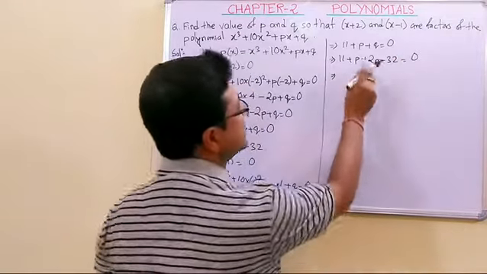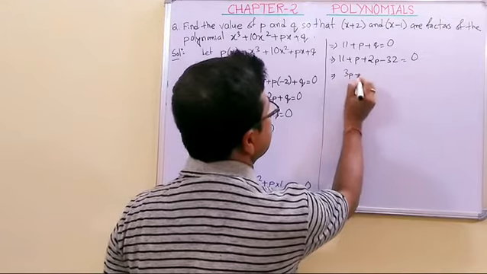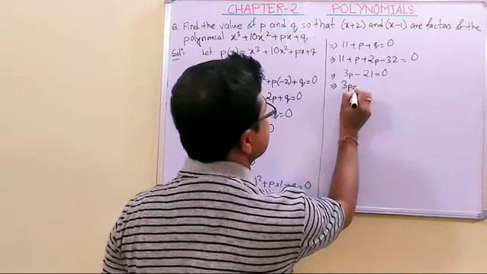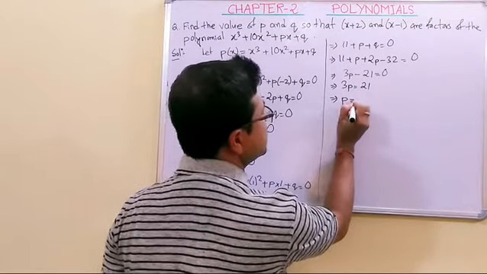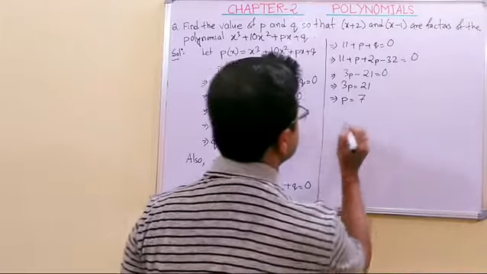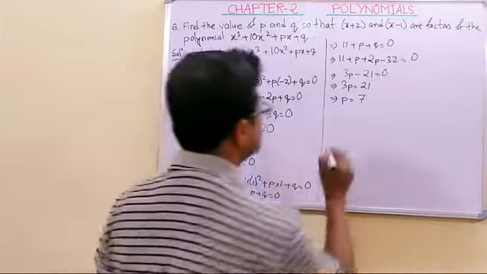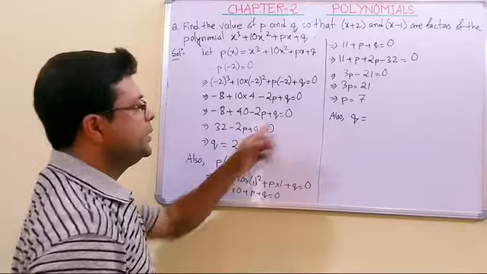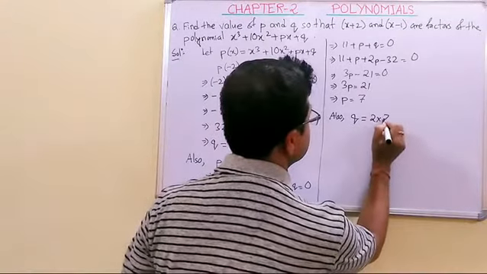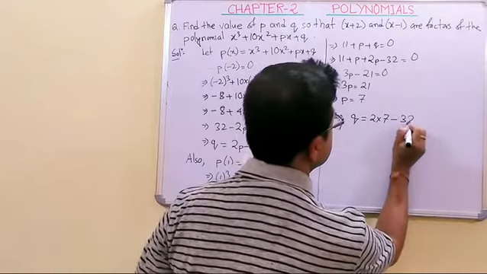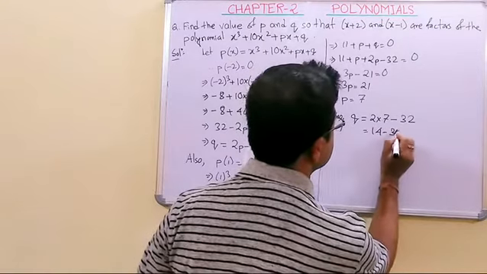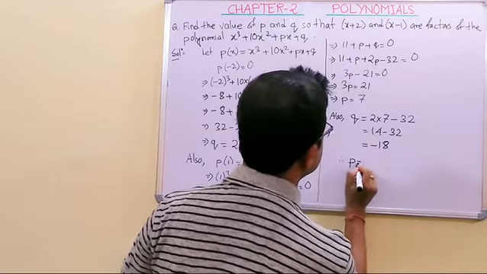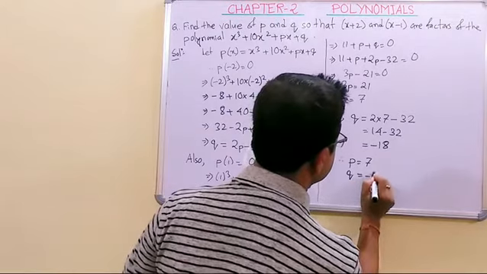Got it, student? Now this is 2p plus p is 3p, minus how much is it? 21 equal to 0. So 3p is equal to 21. So p is going to be how much, student? 21 divided by 3 is 7. Now we have to find the value of q. Also, q equals 2 into p, 2 into 7 minus this 32. 14 minus 32 is equal to minus 18. So let us write the values. Therefore, p equals 7, q equals minus 18.